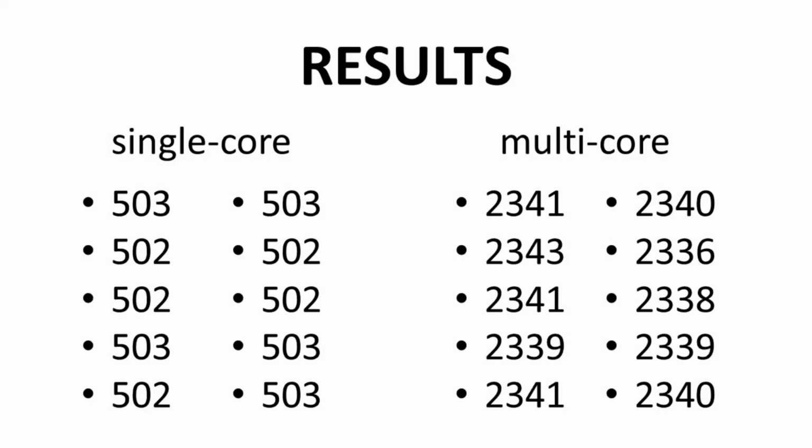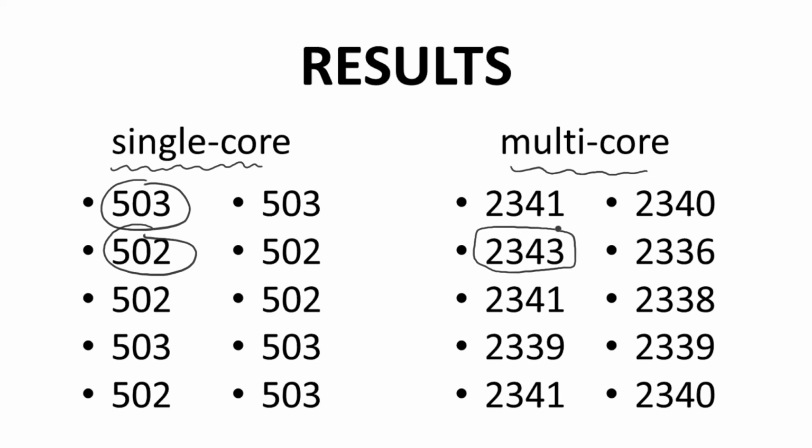Bam, through the magic of YouTube, here are the results. On the left are the single core scores. All are 502 or 503. That's pretty darn consistent. On the right are the multi-core scores. Those numbers have a bit more spread, but the magnitude of the numbers is also larger. The highest score was a 2343 and the lowest was 2336.